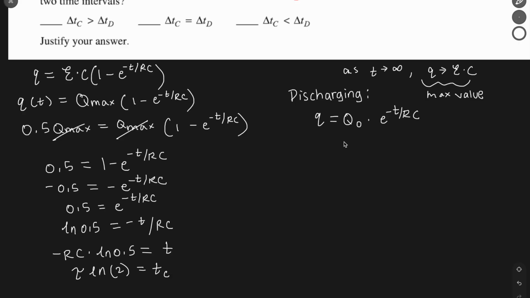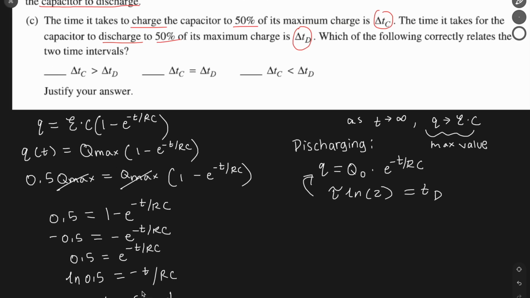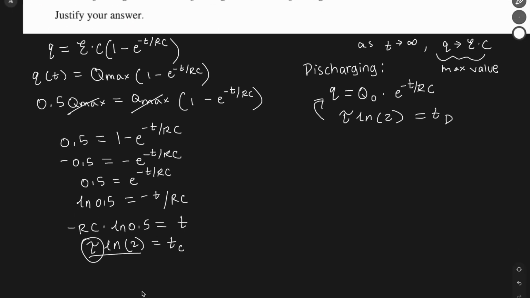And, sorry, not for tau, for TD. So what's the difference between this and what we'll get from the discharging equation? The difference between these two is actually in the value of tau itself. In our charging equation, the value of tau is going to be equal to R1, which is 150 ohms, times our capacitance, and that's going to be the value for tau here.